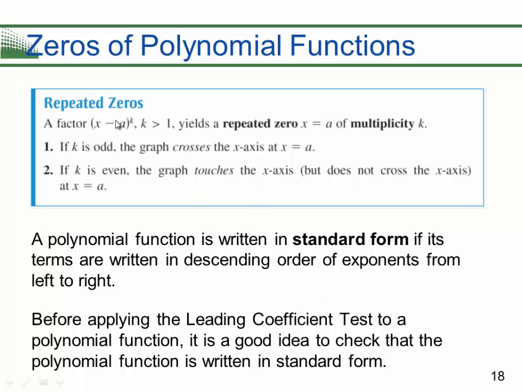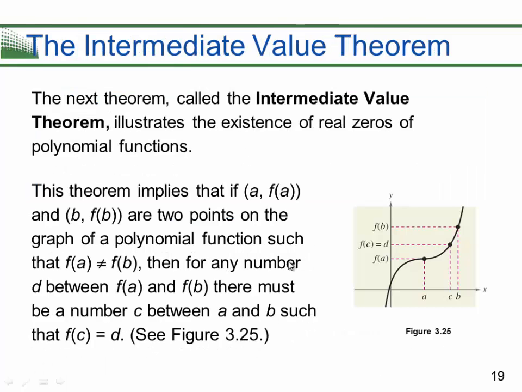Okay, that's exactly what this says for the multiplicity. When you have a factor and k is greater than 1, it's a repeated zero of multiplicity k. If it's odd, it crosses the x-axis, it changes sign. If it's an even multiplicity, then it touches but turns around. That's exactly what the book says here, so make sure you can understand their language as well.